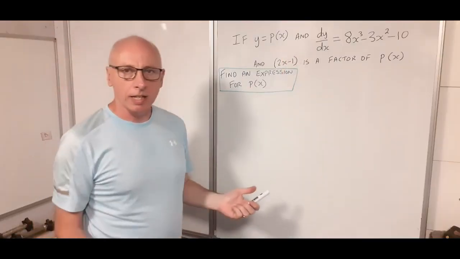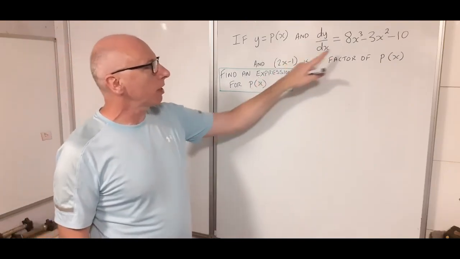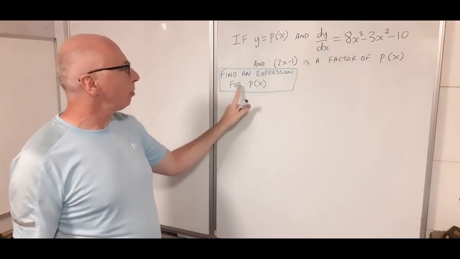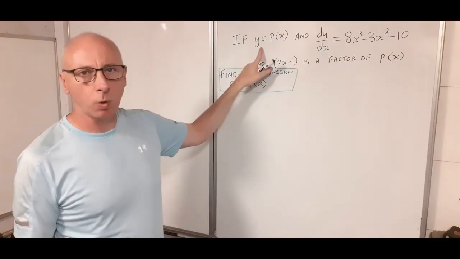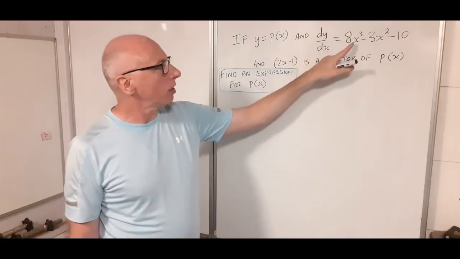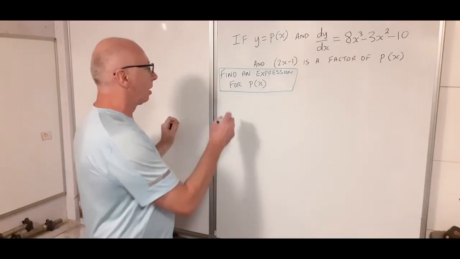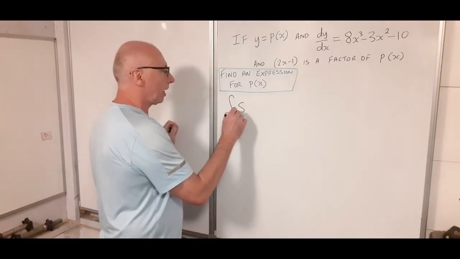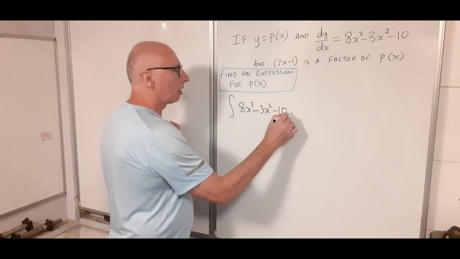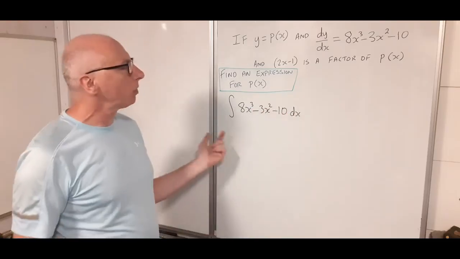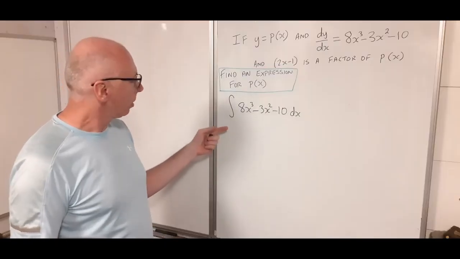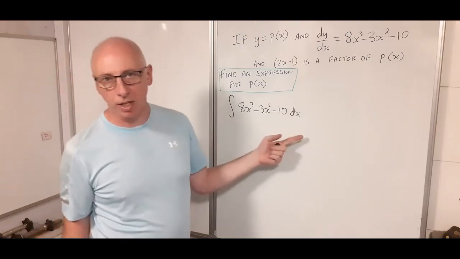So the temptation is to put 2x minus 1 into here and find out what's left over, but this is dy/dx. And we want to find an expression for p of x, so we need to find the y. So what we basically need to do is turn this into our y. So we now need to integrate this. So if we integrate 8x cubed minus 3x squared minus 10 with respect to x, we've got no parameters here, so as it's indefinite, we're going to get a plus c.